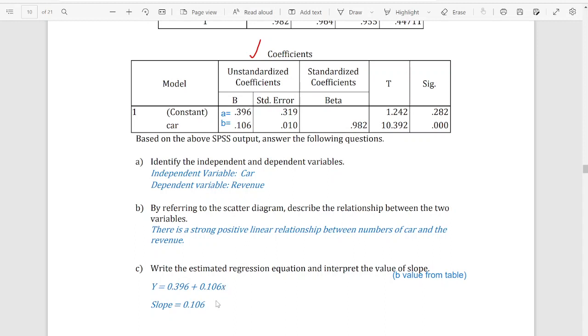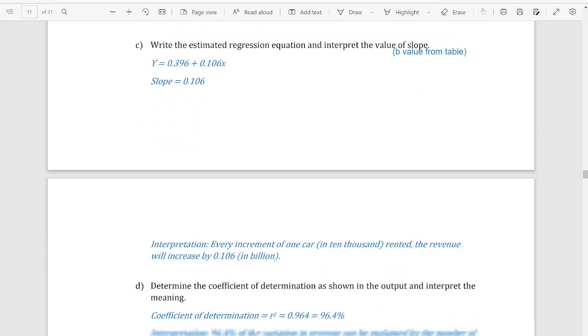The slope coefficient here is given by 0.106. Okay, and then how do you interpret the slope? Macam mana kita nak interpret the slope? So this is the interpretation of the slope. Every increment of one car in 10,000 rented, the revenue will increase by 0.106 in billion. So this is how you write the answer, how you interpret the slope coefficient.